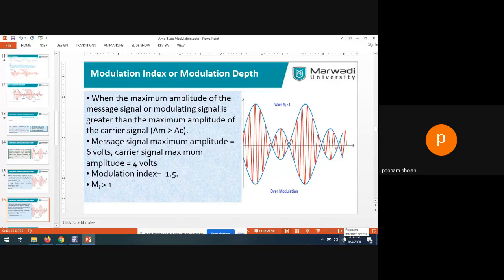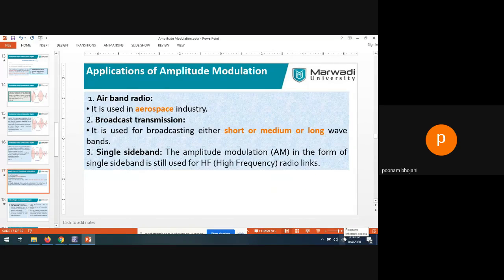So three types of modulation index can be there in amplitude modulation. What are the applications of amplitude modulation? Where is the amplitude modulation technique being used? We will see this after a 2-minute break.